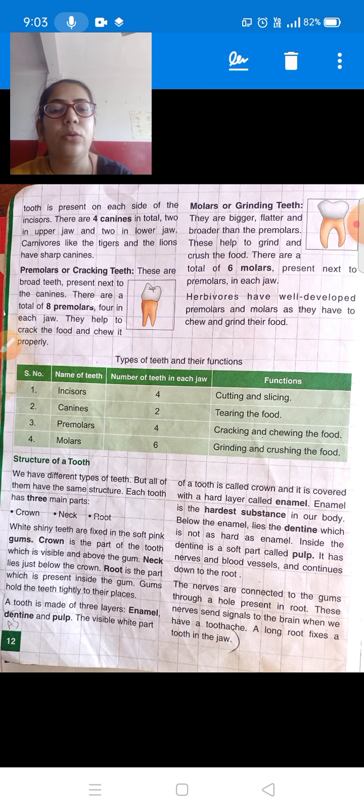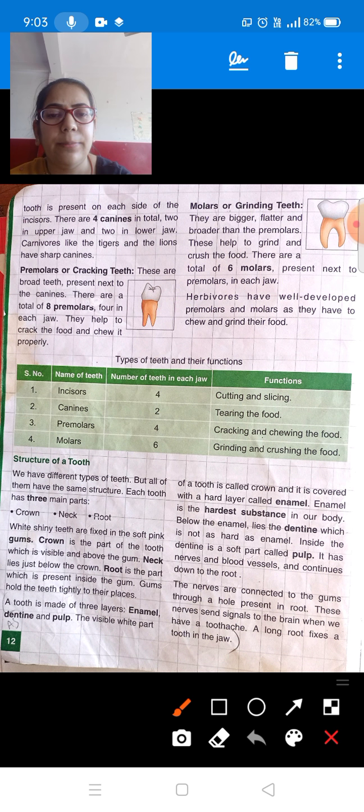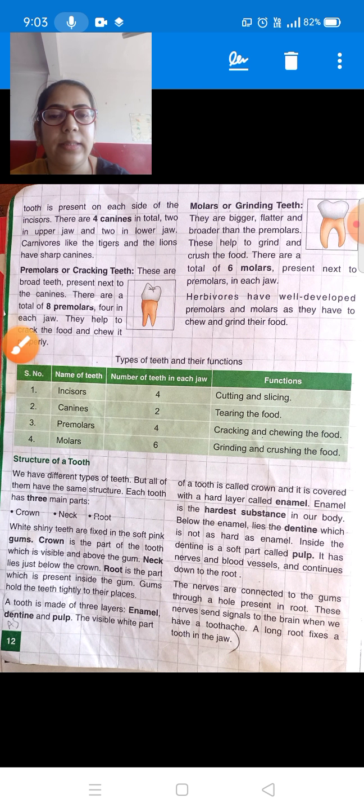But what about molars and premolars? Molars and premolars are well developed in herbivores, because herbivores are the animals who eat plants and parts of the plants. So in herbivores premolar and molar teeth are very well developed, to chew and grind their food properly, right?